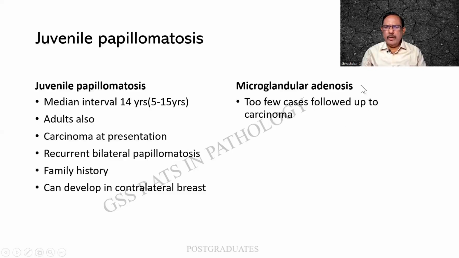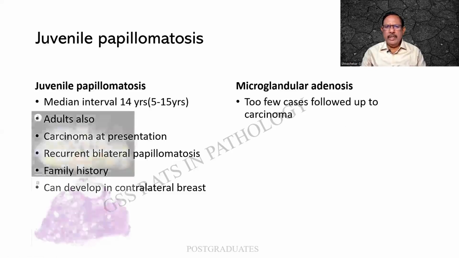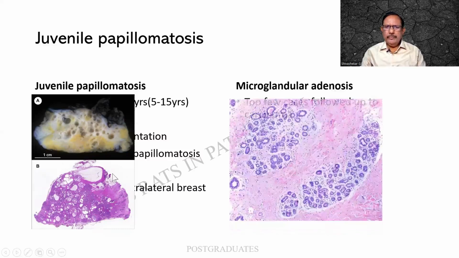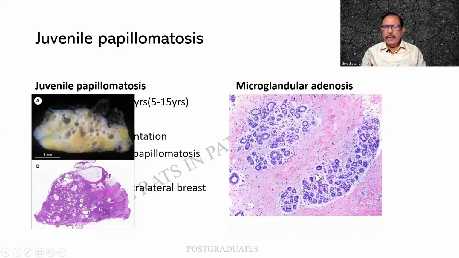Whereas in the case of microglandular adenosis, there are very few cases and it has not been studied to that extent. This is the juvenile papillomatosis wherein you are finding a Swiss cheese appearance in the breast. Grossly, and microscopically also, it is reflected by the cystic lesions. Whereas this appears more like a lactating breast to me. It appears there is a proliferation of the normal tissue. And whether this has got anything to do with malignancy remains to be seen.